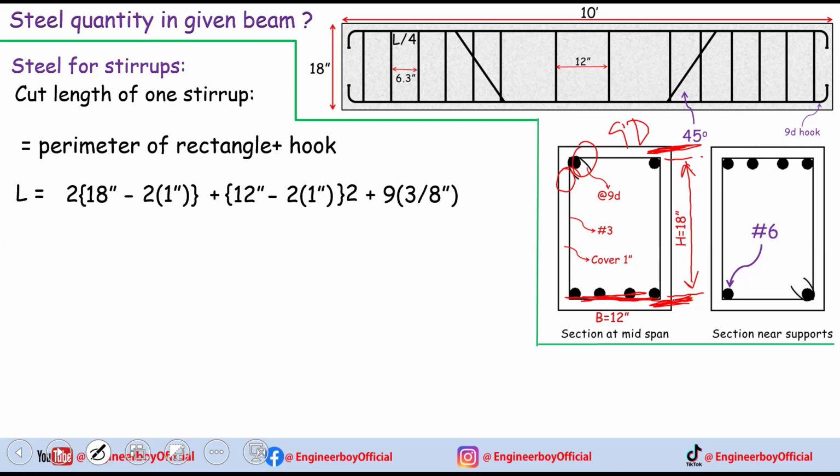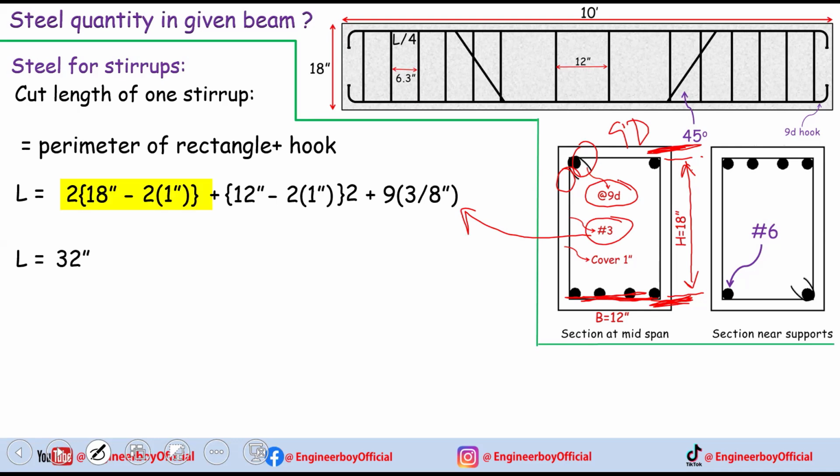Now plus 9D. Now D, that is number 4. As you can see, this is, sorry, number 3. It means 3 by 8 inches. And 9D means just 9 times the diameter of the bar. The diameter of the bar is just 3 by 8 inches. Just do some mathematics with this.